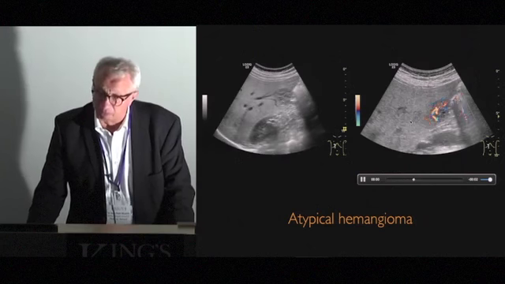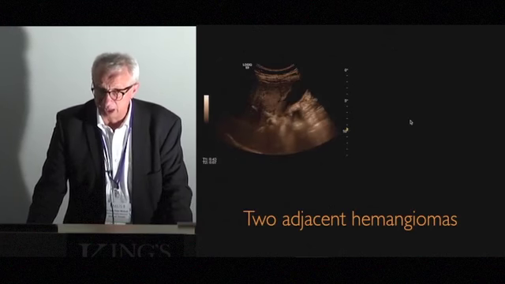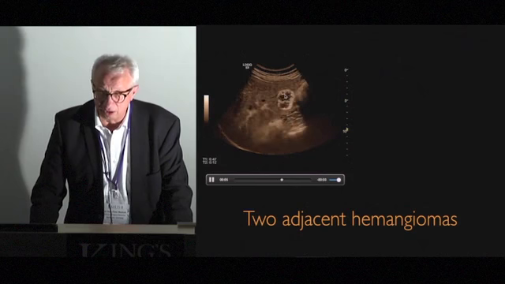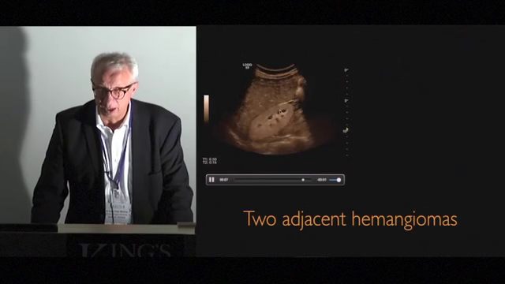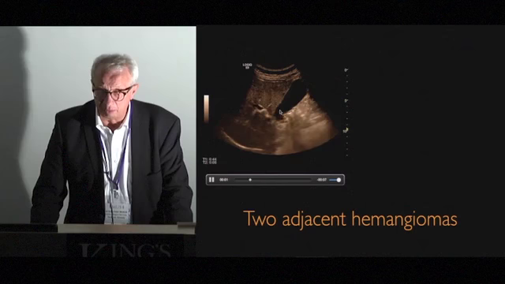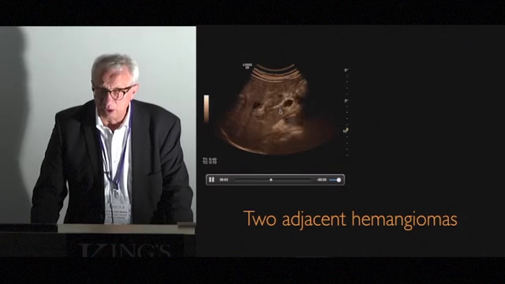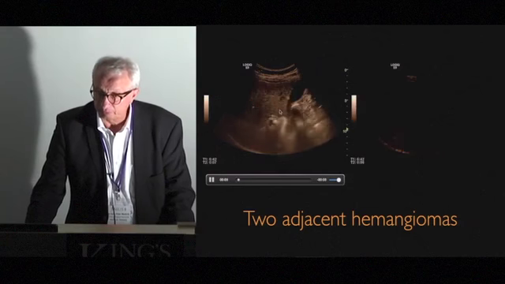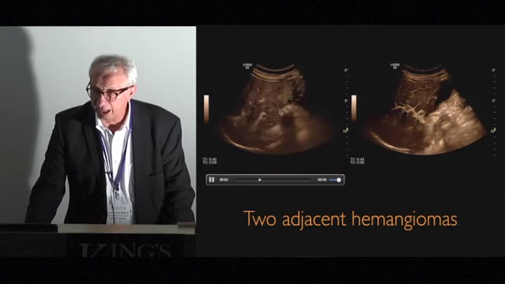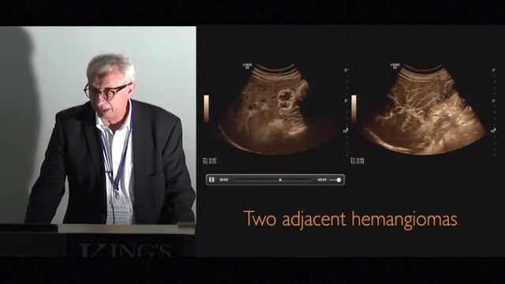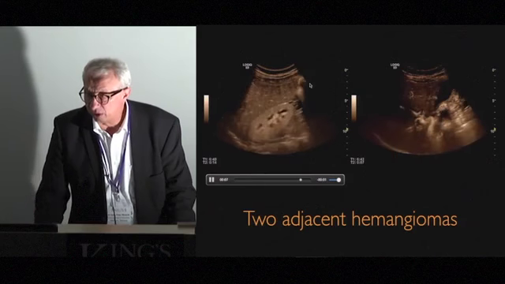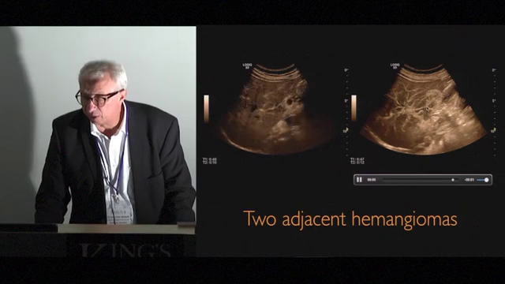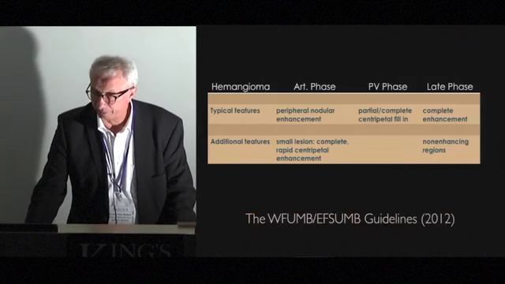So the question is, what kind of lesion is that? So we give contrast, and you can see two hemangiomas, two classical hemangiomas, peripheral enhancement. We followed this lesion until the late phase, and it was completely filled. And this is again an accumulation mode. You can see quite nicely here the supplying artery. I'll show you. This is the supplying artery of the hemangioma.